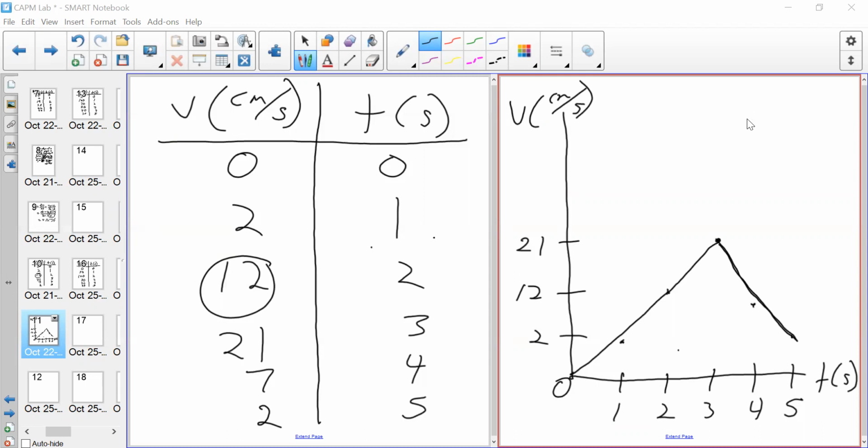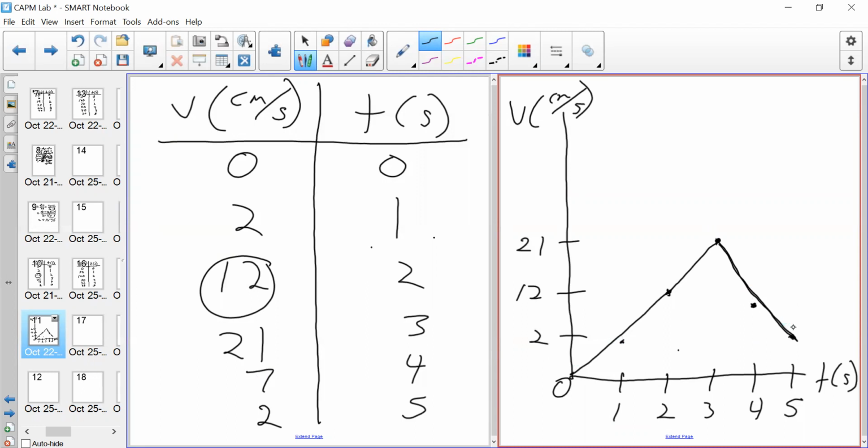0, 0. We have 2, 1. We have 12, 2. We have 21, 3. And then we go 7, 4, roughly, kind of approximate it right there. Fourth second, 7 centimeters per second. And then 2 centimeters per second at 5. So just make it rough. If you have graph paper, great. You don't have to be technical about that, because at this point it's very trivial. Just get a best fit graph for your best fit lines and all that good stuff.